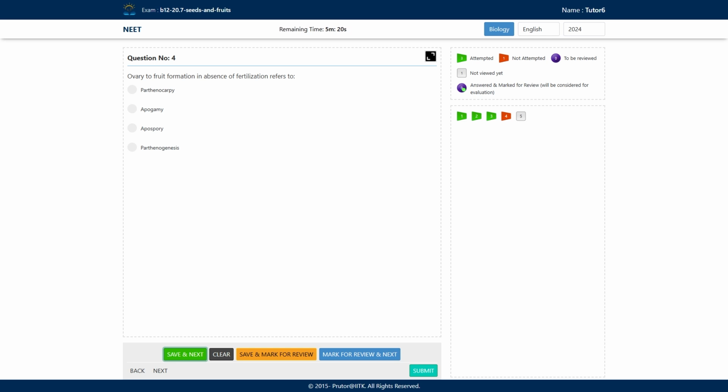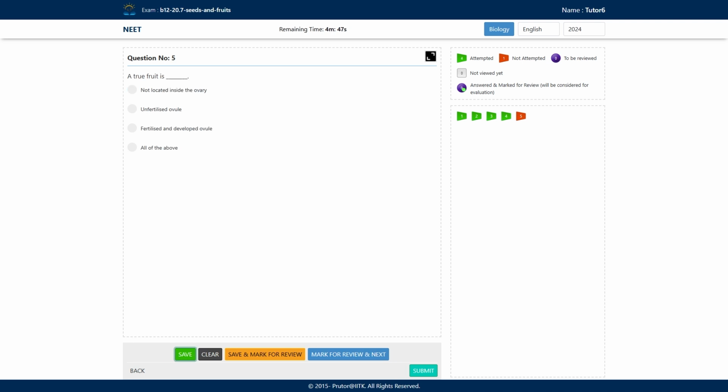Ovary to fruit formation in the absence of fertilization refers to: A. Parthenocarpy, B. Apogamy, C. Apospory, and D. Parthenogenesis. So, what is that? Fruit formation without fertilization is called parthenocarpy. Yes. So, we will save this and move to our next question.